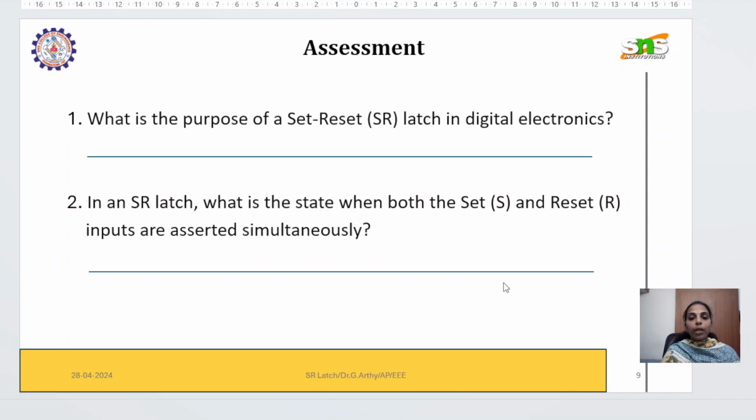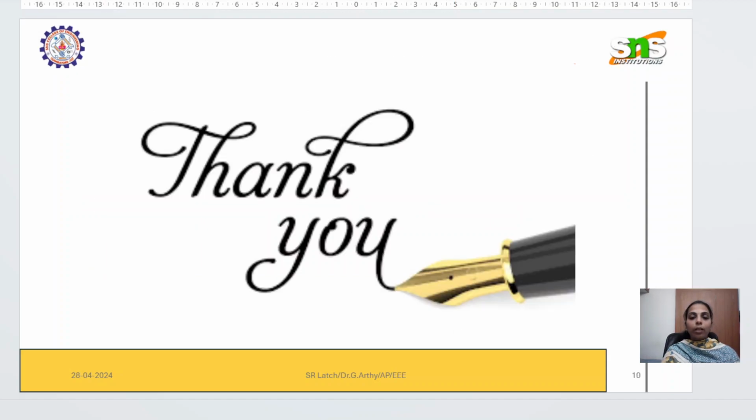Now this is for your assessment. What is the purpose of SR latches, set reset latch, in digital electronics? What are the applications? In an SR latch, what is the state when both set and reset, S and R, inputs are asserted simultaneously? This is for your thought, and thank you.